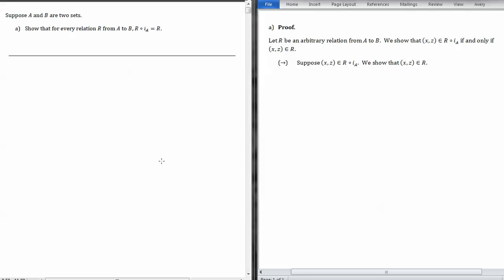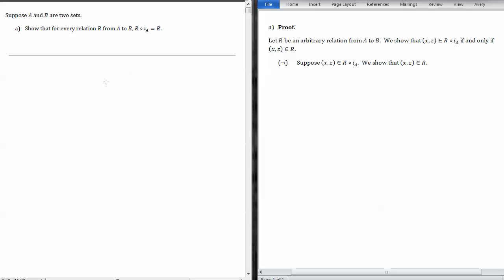Suppose A and B are two sets. Show that for every relation R from A to B, R composed with the identity relation on A equals R. Alright, well that's how identities are supposed to behave, right? Whether it's a multiplicative or additive identity for the real numbers or an identity relation.